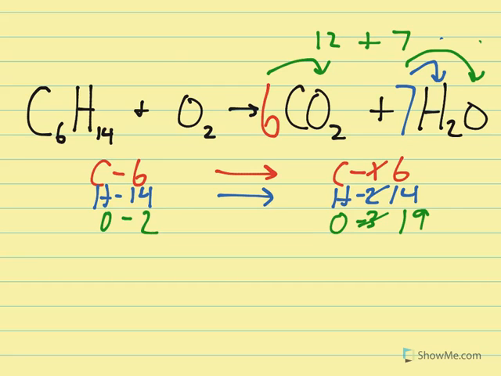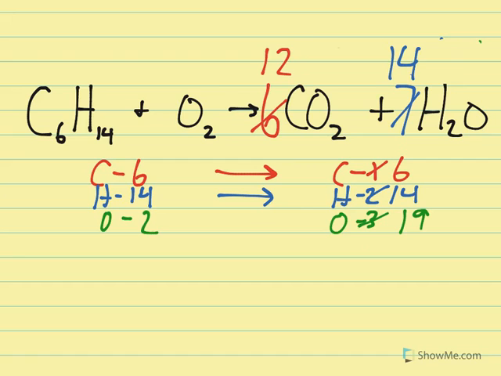Now you might notice I'm going to have to put some coefficient here to make there be 19 oxygens. But since these oxygens come in sets of 2, there's no number that I can put there that will make there be 19 oxygens. So what you have to do in a case like this is to double the coefficients that you've already placed. So instead of this being a 6, this will now be a 12. Instead of this being a 7, this will now be a 14.